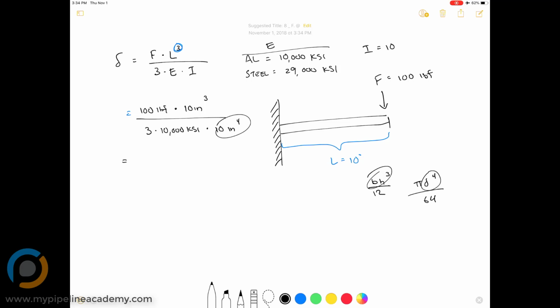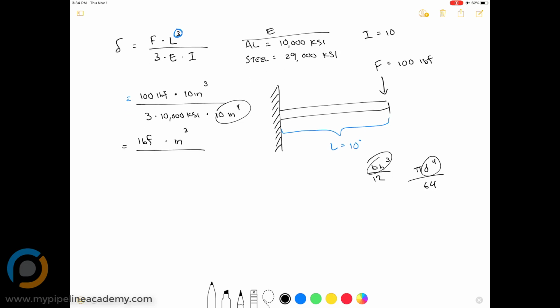So let's just solve for our units at first, okay? So we've got pound force times inches cubed over KSI, which is pounds per square inch. So we've got pounds force per inch squared. And then we've got inches to the fourth right here. So those are all of our units.